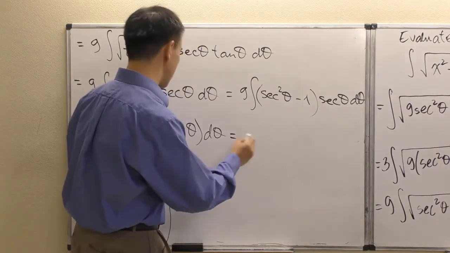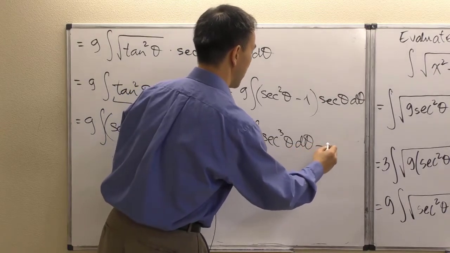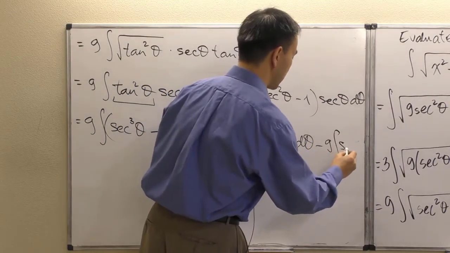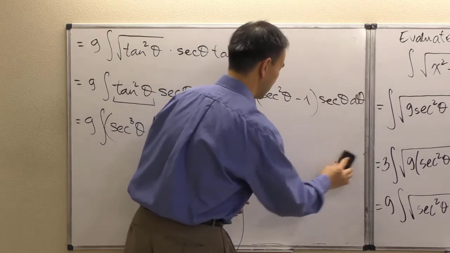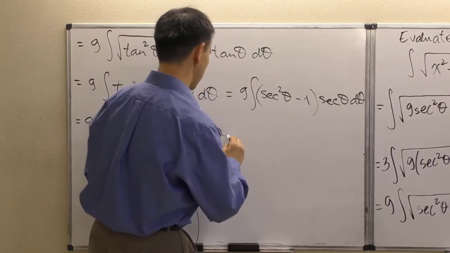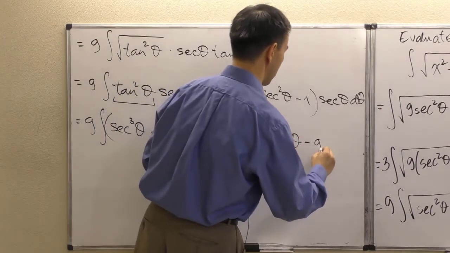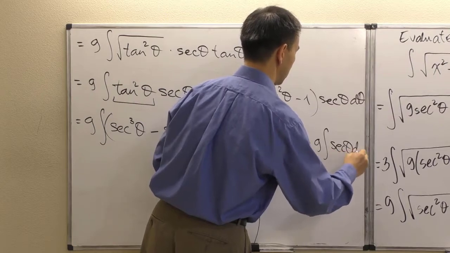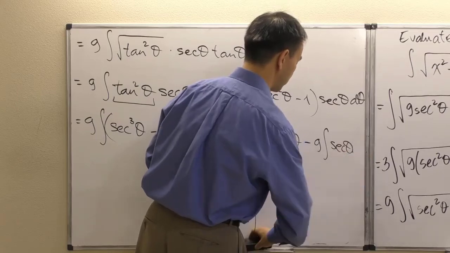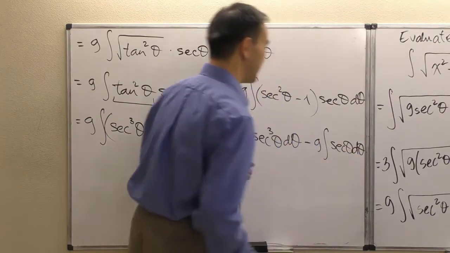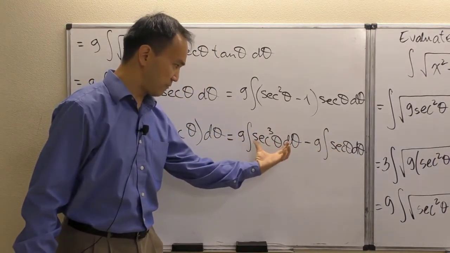But first I'm going to rewrite this as 9 times the integral of secant cube of theta, and then minus 9 times the integral of secant of theta, d theta. I'm going to write this a little smaller so I can fit enough in here. So 9 times the integral of secant cube theta, and then minus 9 times the integral of secant theta with the d theta.